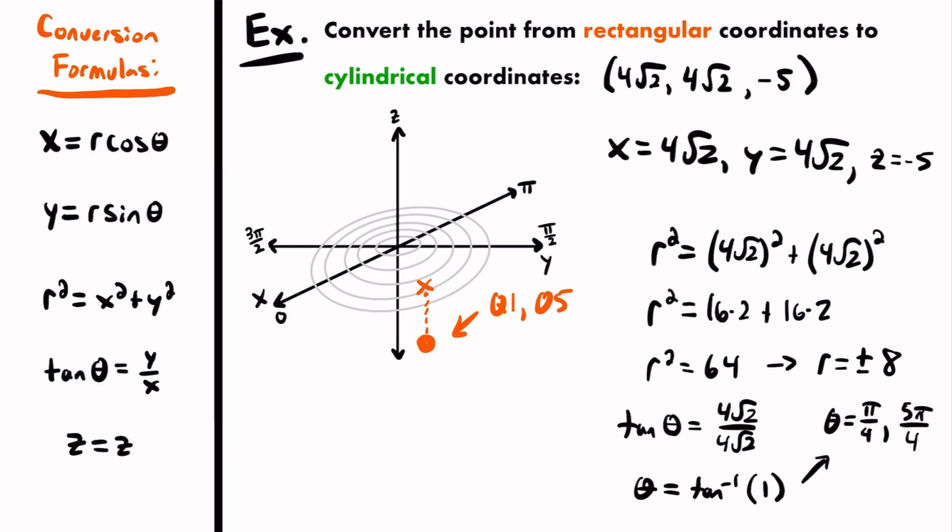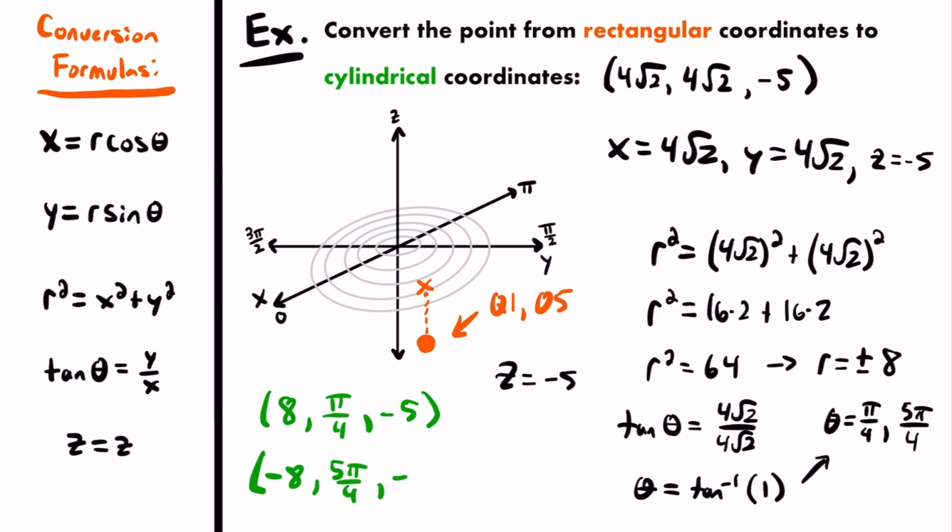And so putting that information together, we can come up with two different points here. And of course, these are just two of many different answers that you could have. We'll have positive 8, positive pi divided by 4, and then our z coordinate, it didn't change, it's still going to be z equals -5, so we'll keep that. And then our other point would be -8, 5 pi divided by 4, -5.